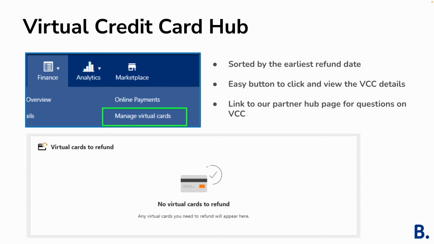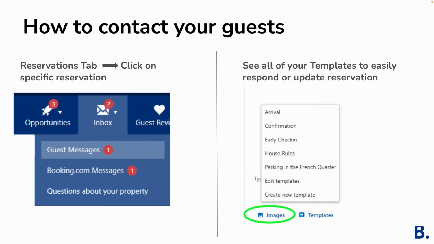Sometimes we do need to contact our guests. So here's a quick look into how you can do that. So once again, we're up top. If you want to go to the Reservations tab, you can go and click on a specific reservation. Or if you just want to see guest messages overall, go to Inbox, Guest Messages, and you can see all of your information right through there.